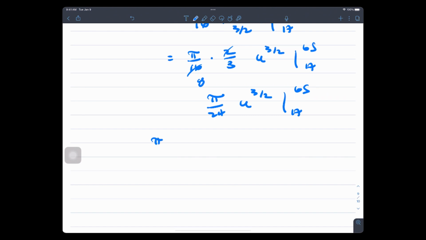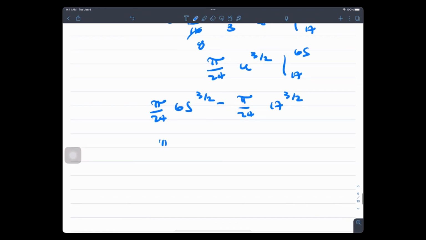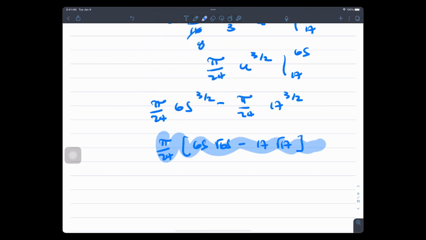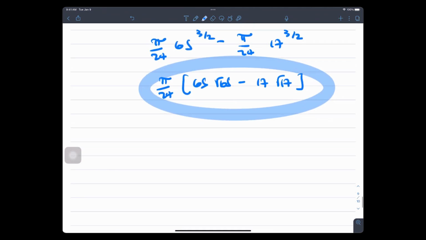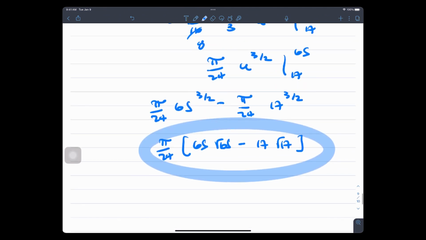So, ladies and gentlemen, you get pi over 24, 65 to the 3/2, minus pi over 24 again, 17 to the 3/2. You can factor out the pi over 24. And now you get really 65 square root of 65 minus 17 square root of 17. And there you go. There you are, ladies and gentlemen. Easy peasy, lemon squeezy.